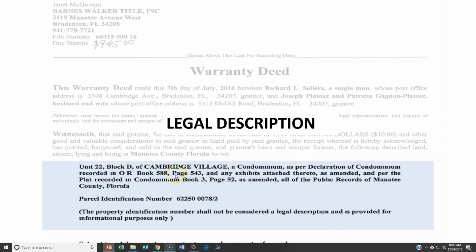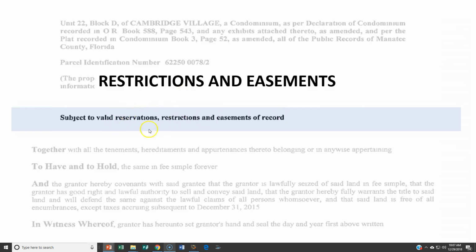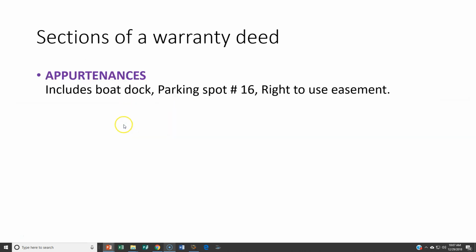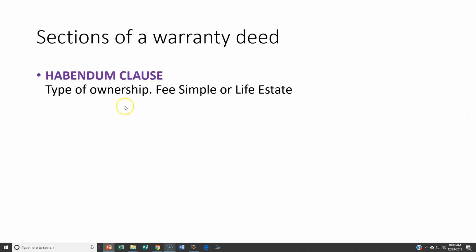That's taken from the previous deed, not necessarily from the tax records. Any deed restrictions and easements. If there are any deed restrictions, this is where it would go. Appurtenances, including boat dock, parking spots and stuff like this, together with all tenements, hereditaments and appurtenances thereto belonging or otherwise pertaining or appertaining to this property. What type of ownership you're getting. This is the habendum clause, fee simple or life estate, for instance.